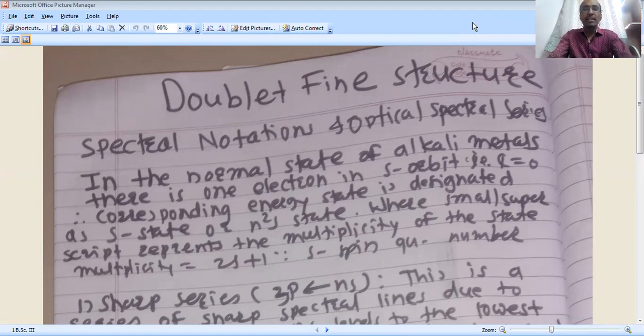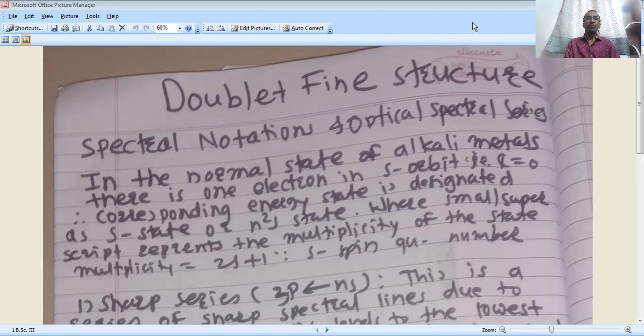In the normal state of alkali metals, there is one electron in the s orbit, that is L equal to 0. My friends, you should remember the BSc second year vector atom model. Again, I want to repeat in short.